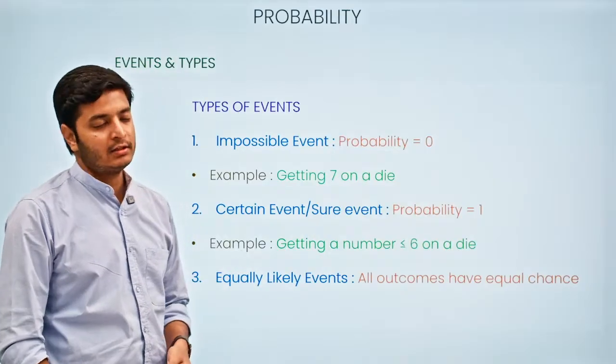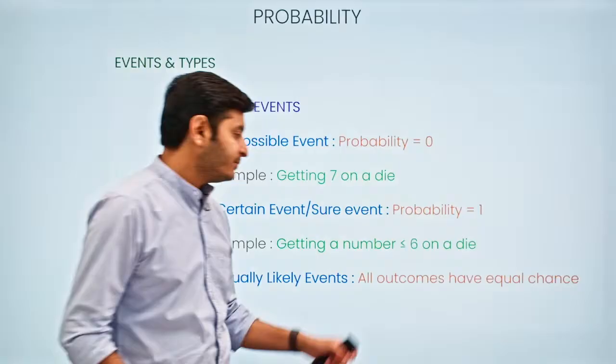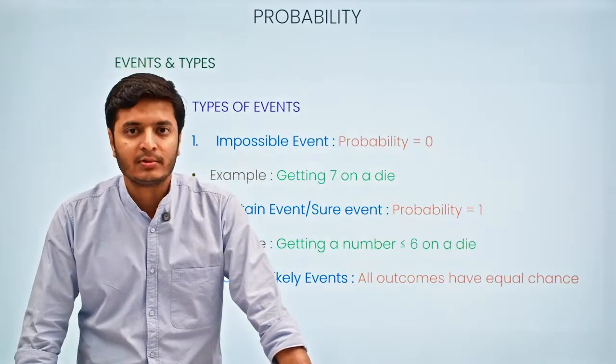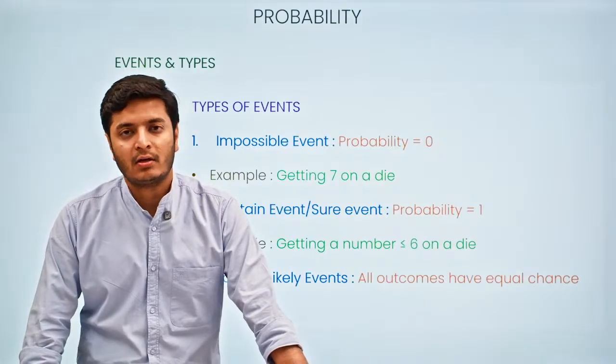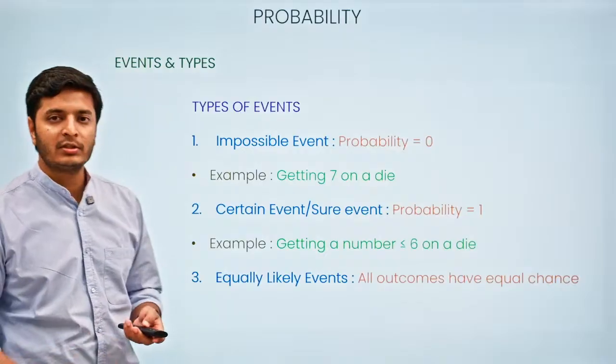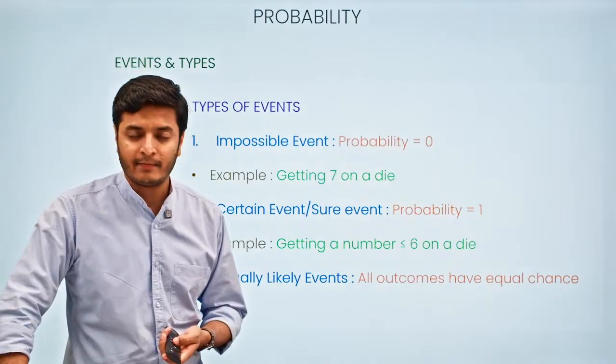Equally likely events. What are equally likely events? All outcomes have equal chances. When all the outcomes have equal chances, then we are going to call them equally likely events. So these are some terminologies that you must know. We are going to use them very frequently.